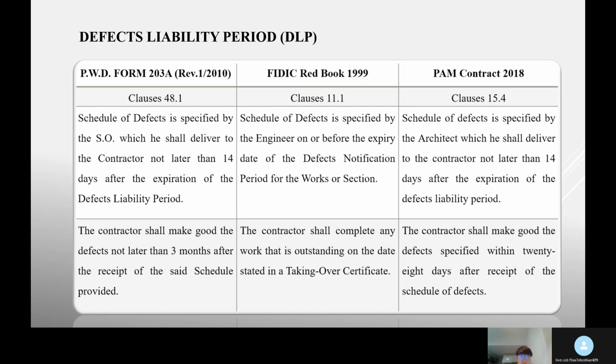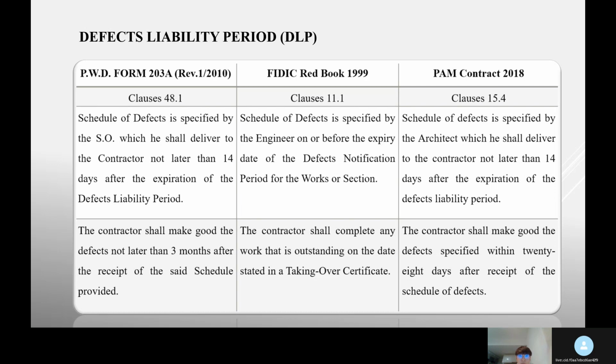Second, FIDIC Red Book 1999, clause 11.1. The schedule of defects is specified by the engineer on or before the expiry date of the defects notification period for the works or section. The contractor should complete any work that is outstanding on the date stated in a taking over certificate. Third is PAM Contract 2018.